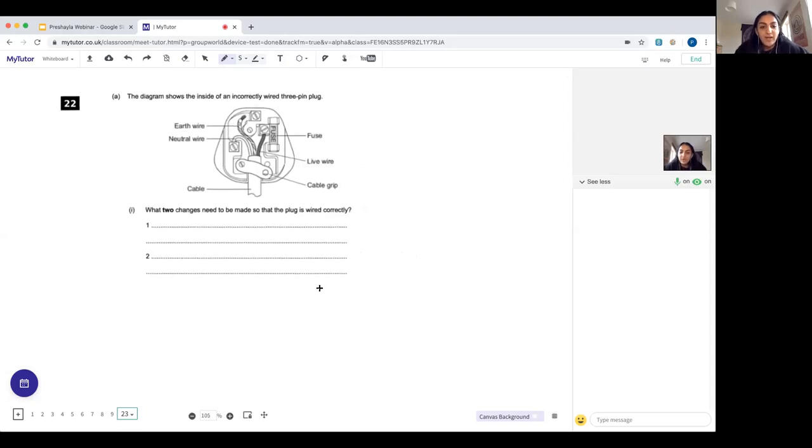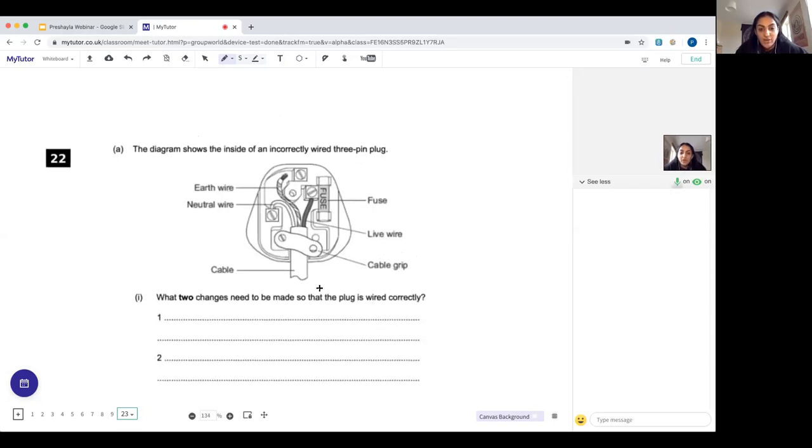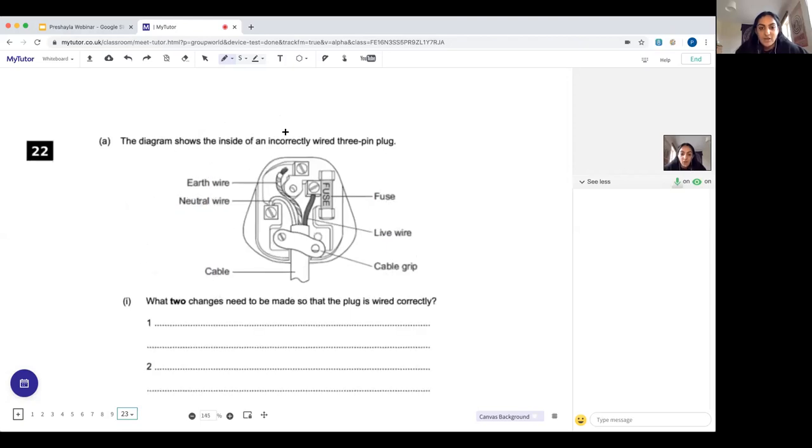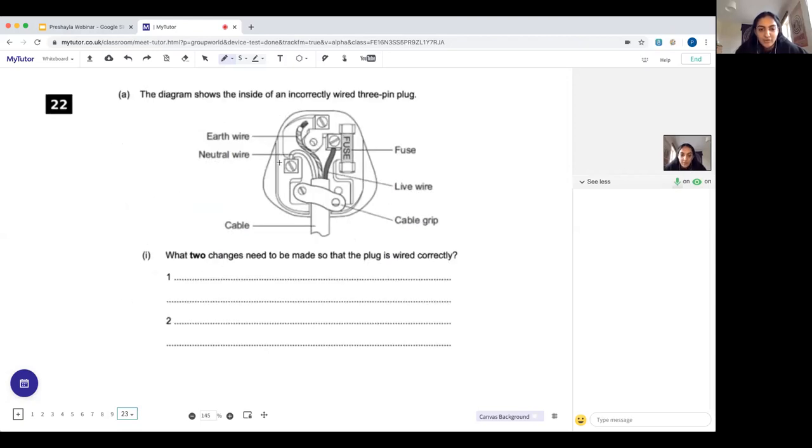Okay, so here we have an incorrectly wired 3-pin plug. So you can see we've got the earth wire there, we've got the neutral wire there, we've got all the components, but it's incorrectly wired. What two things make it incorrectly wired, and what do we need to change about them to make sure that it is wired correctly?